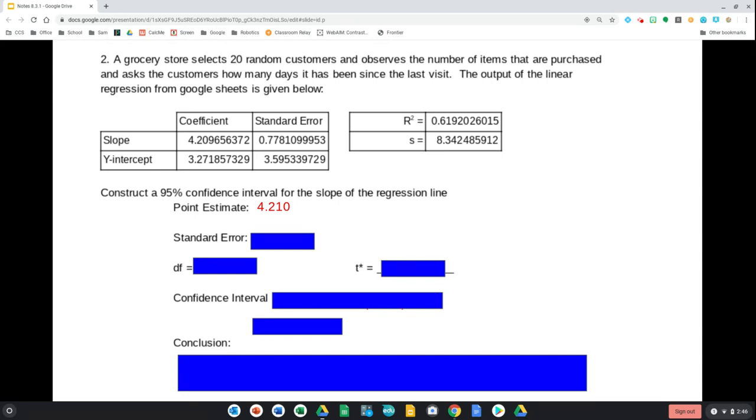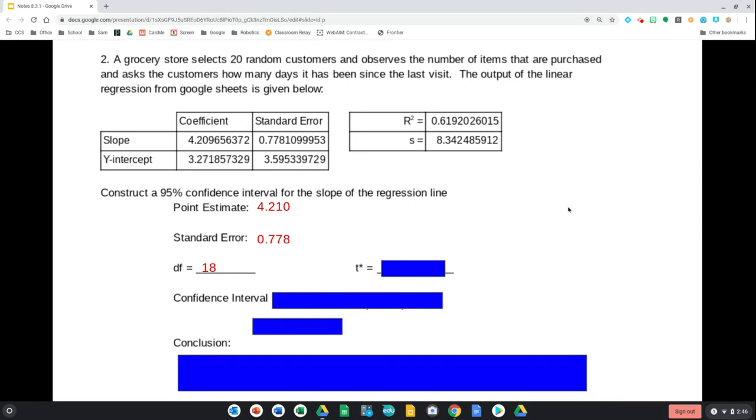What is the standard error associated with that point estimate? Since we're talking about the slope, it's going to be the standard error of the slope, and so it's going to be that 0.778. Now in this particular problem, how many degrees of freedom will we have? Well, there are 20 customers that we've surveyed, so degrees of freedom is 20 minus 2, and so we would have 18 degrees of freedom.